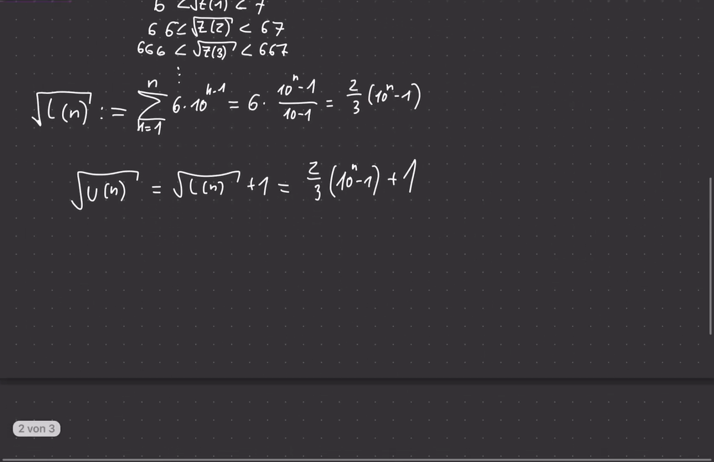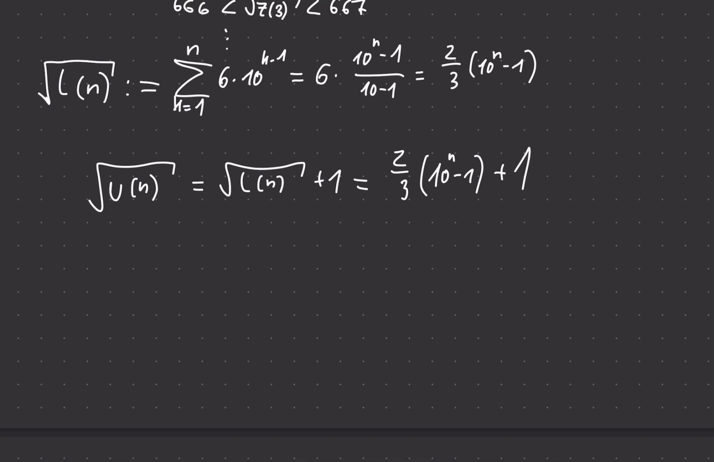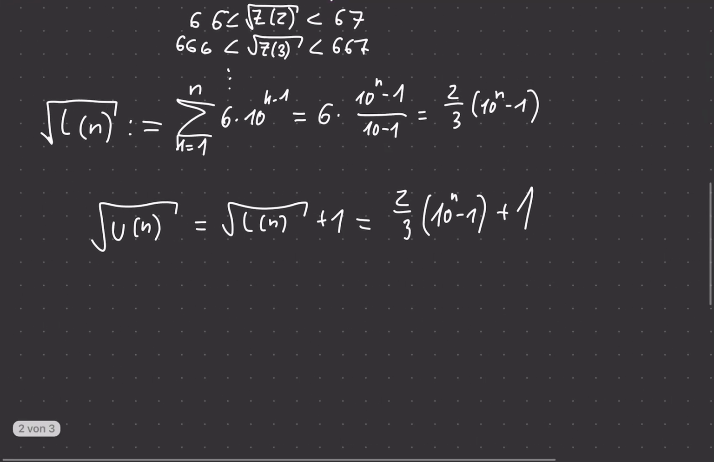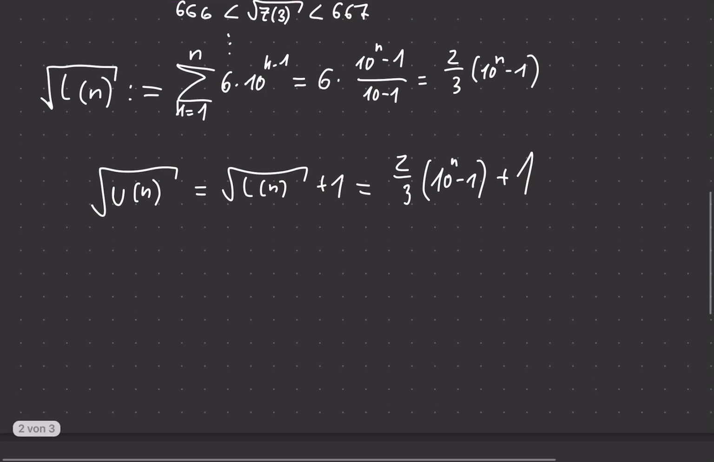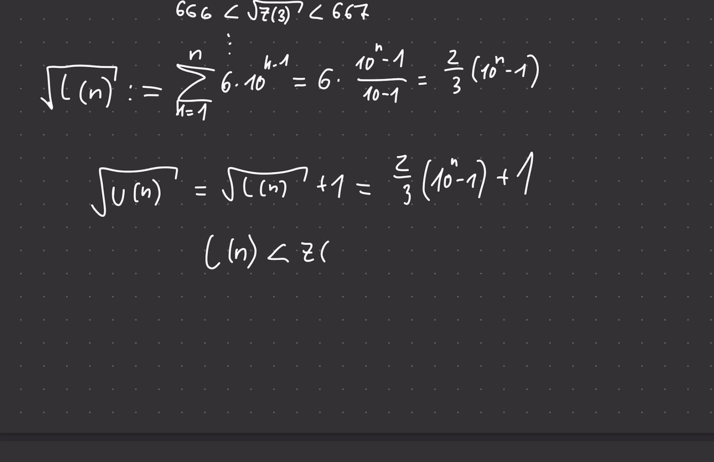Alright, so now we have defined our lower bound, square root of L of n, our upper bound, square root of u of n, and we have z of n. And we know that square root of L of n and square root of u of n are two consecutive natural numbers. Therefore, if we can show that L of n is smaller than z of n and z of n is always smaller than u of n, we show... so let's show this.